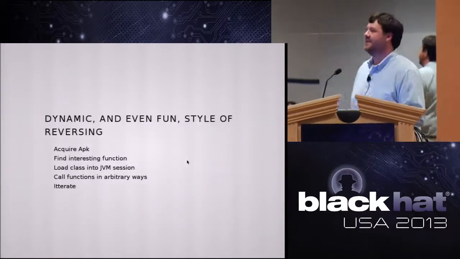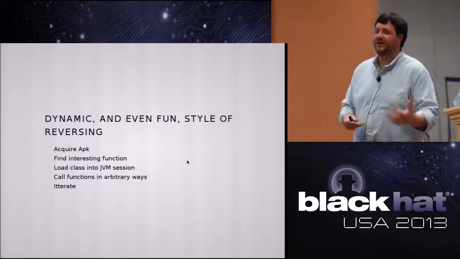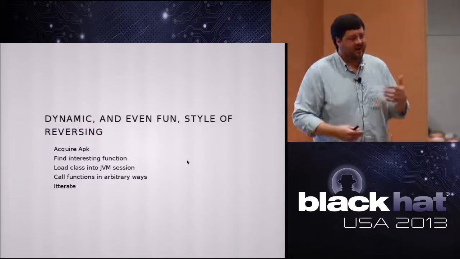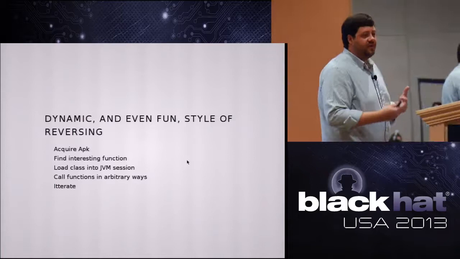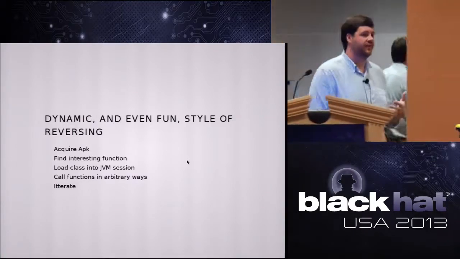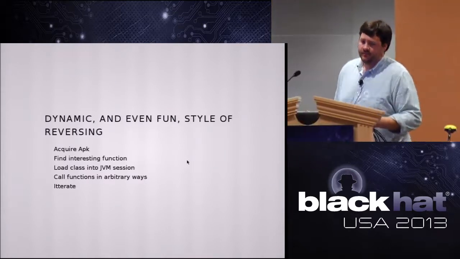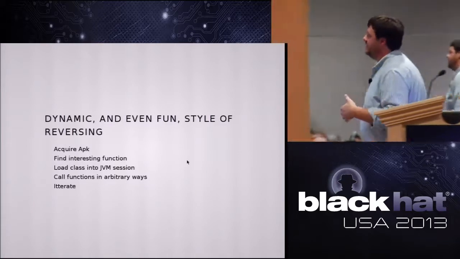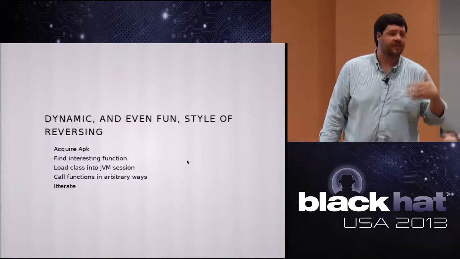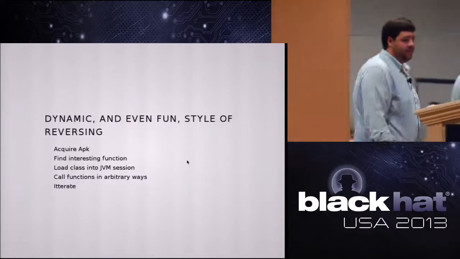It leads to a very dynamic and, I would say, even fun style of reversing. It lets you quickly iterate back and forth between understanding the code and running the code. You can do it in a black box fashion and really validate your assumptions very quickly and move on. So it gives a lot of speed, which is always something we're looking for in the reversing world, since reversing can take a lot of time. So these are the steps you're looking at: you acquire the APK, find the interesting things, figure out the inputs and outputs to it, wire it up with a little bit of glue code, boom, you're there.